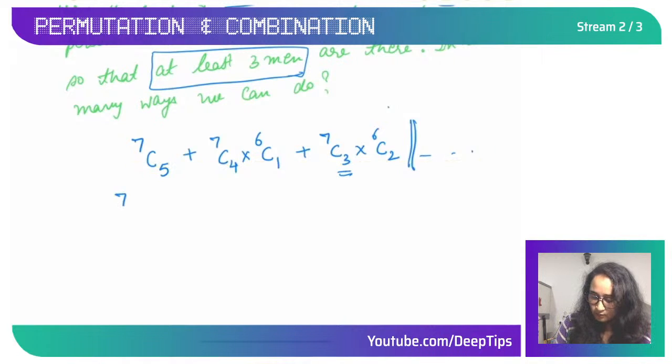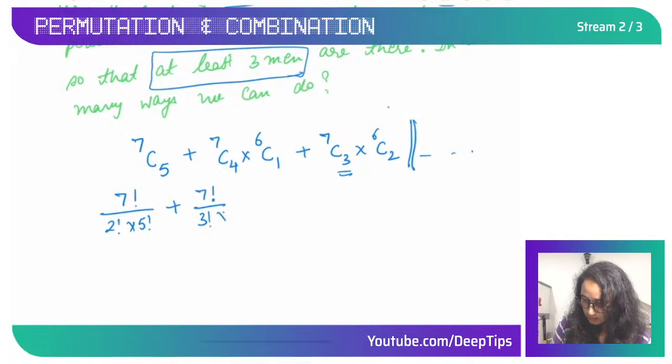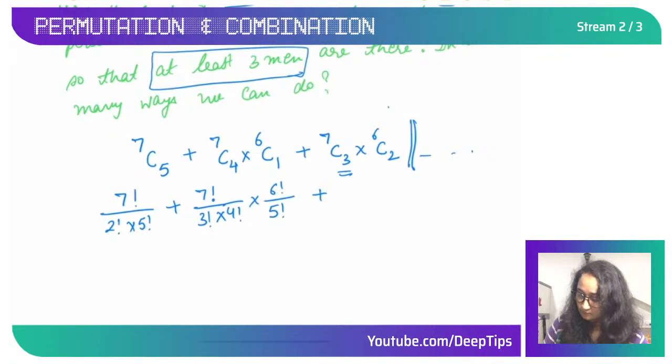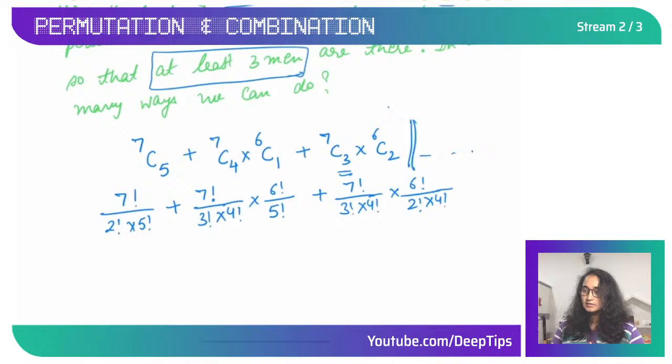7C5, how do we calculate? 7 factorial upon 2 factorial into 5 factorial, plus this you can calculate, 7 factorial, 7 minus 4 is 3 factorial into 4 factorial, into 6 factorial upon 5 factorial into 1 factorial, then 7 factorial upon 3 factorial into 4 factorial, into 6 factorial upon 2 factorial into 4 factorial. So this is the entire calculation that you need to do.